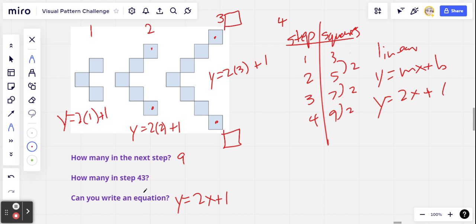And then to determine the number in step 43, we just plug 43 in for x in our equation. So y equals 2 times 43 plus 1. And let's see, 2 times 43 is 86 plus 1 is 87. So there should be 87 squares in step 43.